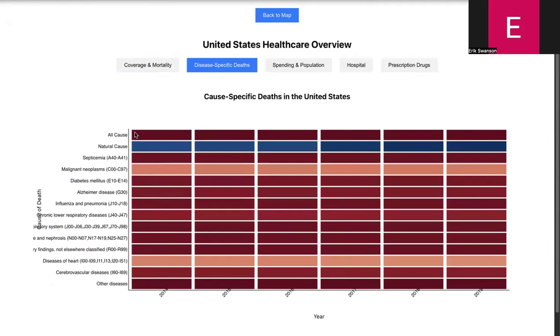You see here, you can see a heat map of each year and how certain diseases have killed off people, which includes that certain diabetes have low rates, chronic respiratory might have a higher rate, and heart disease is very low.